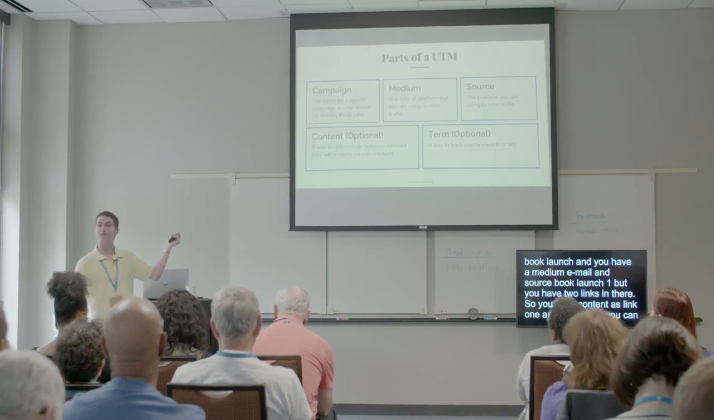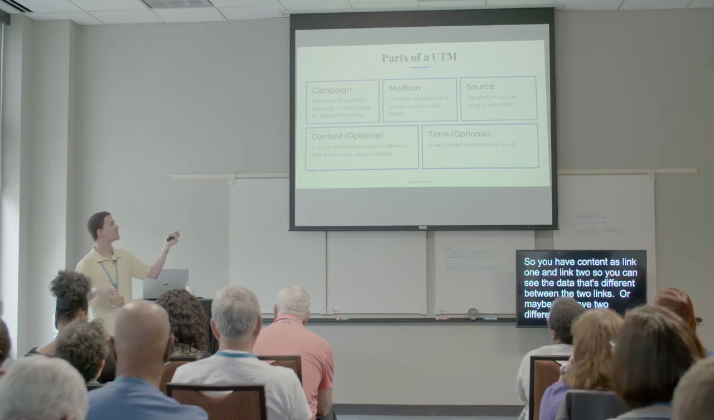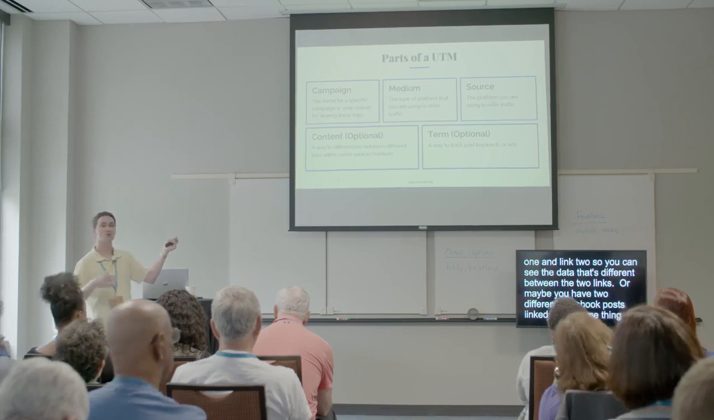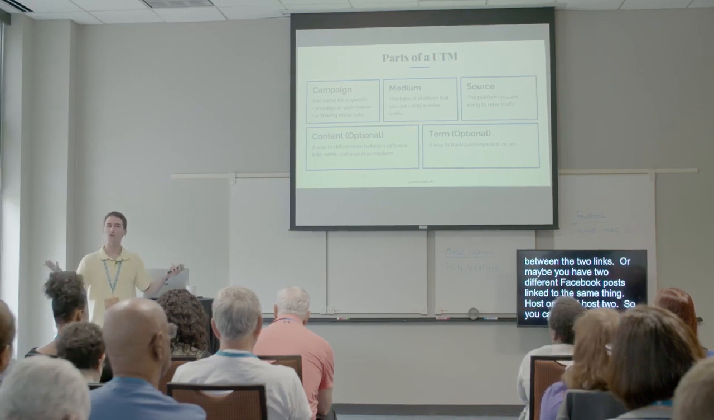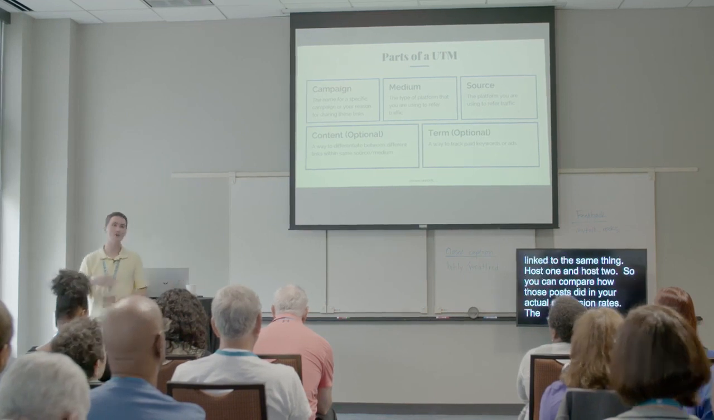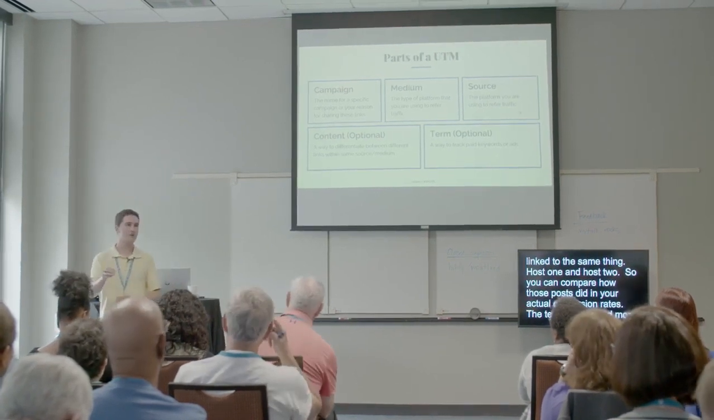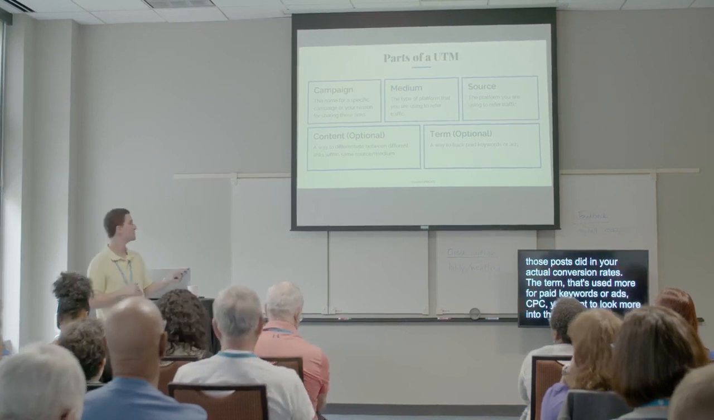Or maybe you have 2 different Facebook posts linked to the same thing. So you can have some campaign like book launch, medium of social, source of Facebook, but then post 1 and post 2. So you can compare how those posts did in your actual conversion rates. Now the term, we're not going to dive into that, but that's used more for paid keywords and ads. If you use CPC, cost per click ads, Google Ads, you'll want to look more into that to track the keywords that are being ranked for it.